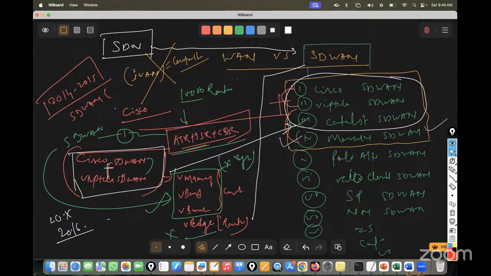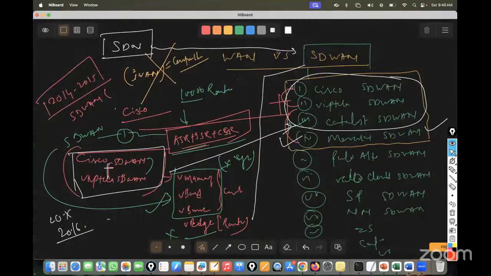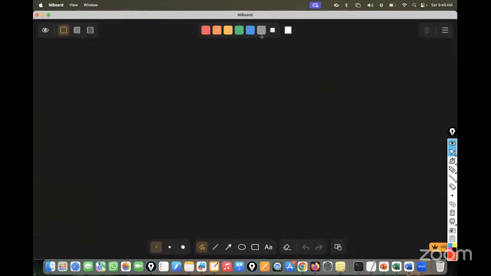Similarly, we have Palo Alto, Silver Peak, Nokia Nuage, Zscaler, FortiGate SD-WAN. These SD-WANs are also very popular in the market, and they are also fulfilling the purpose, because once one product launches in the market, a lot of competitors also become available. So they are giving good competition to Cisco. So Cisco is the one, FortiGate is second. We have Versa.